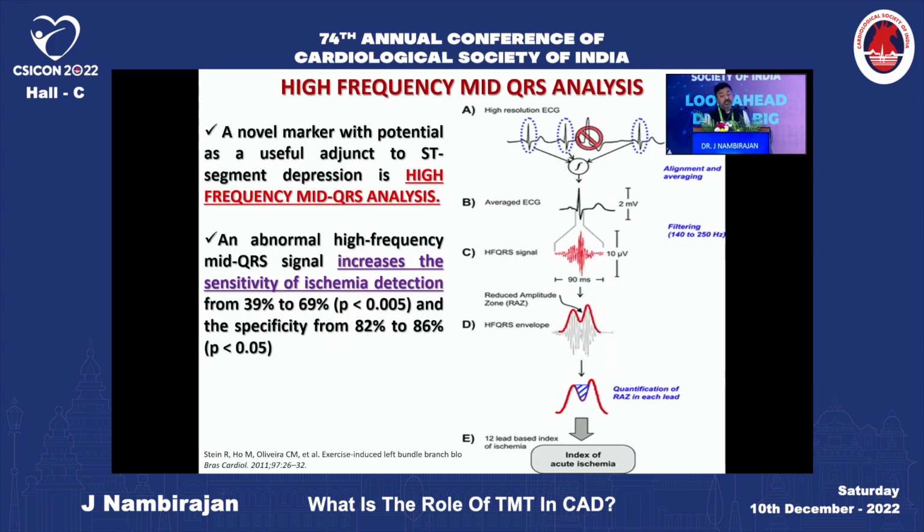So this is another new entity which has been focused on by analyzing the mid-QRS. It's a novel marker which can be used as an adjunct to the ST segment depression. So abnormal high frequency mid-QRS signal increases the sensitivity of ischemia detection from 39 to 69%, and it also increases the specificity from 82 to 86%.